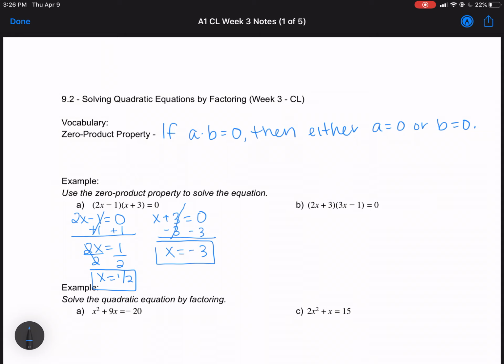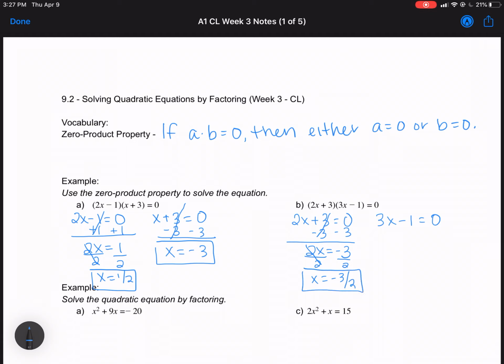All right, looking at b, we have the quantity 2x plus 3 times the quantity 3x minus 1 equals 0. So we have 2x plus 3 equals 0, and 3x minus 1 equals 0. So if 2x plus 3 equals 0, we're going to subtract 3. So 2x equals -3, and then divide by 2. So x equals -3/2.